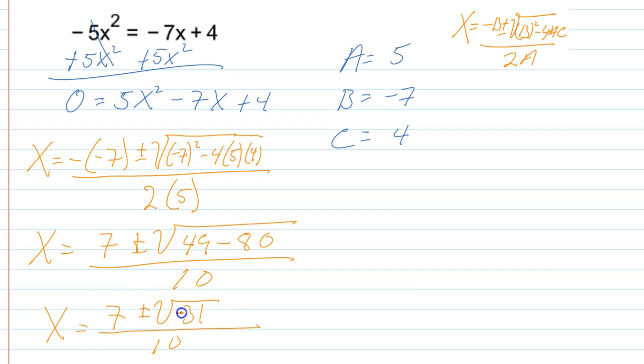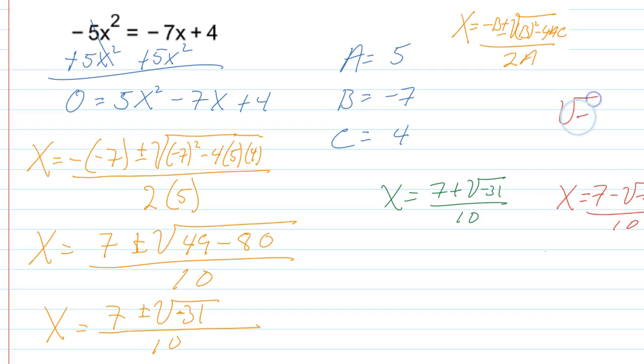At this point, we are ready to break it into two equations. We have 7 plus or minus the square root of negative 31 all over 10. So we're going to break it into two equations, a positive version and a negative version. That would give me x is equal to 7 plus the square root of negative 31 all over 10, and the negative version. At this point, we can take the square root. 31, there is no square root. We can't even simplify the 31. However, we can take out that negative.